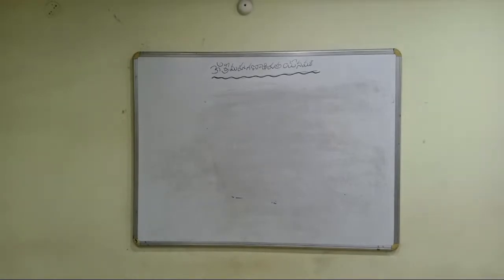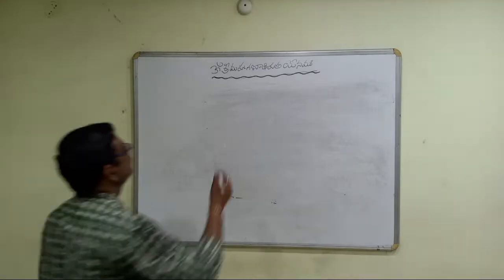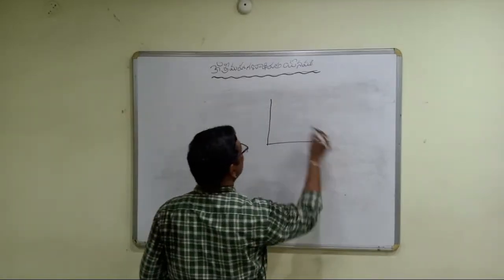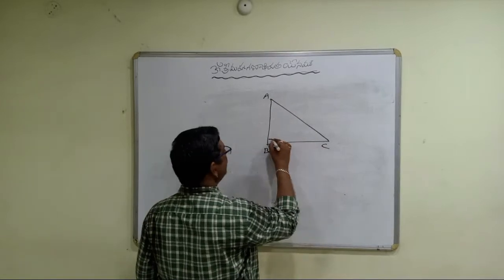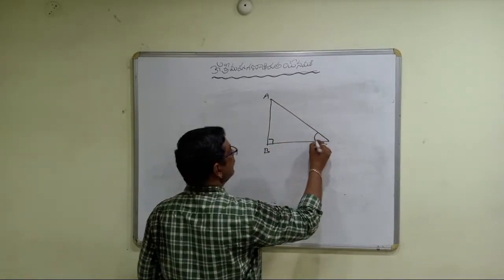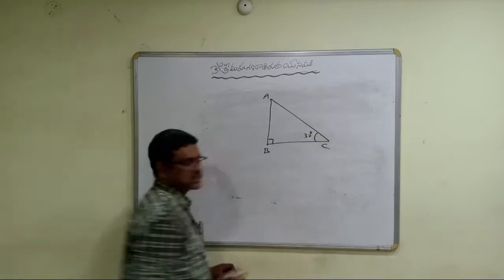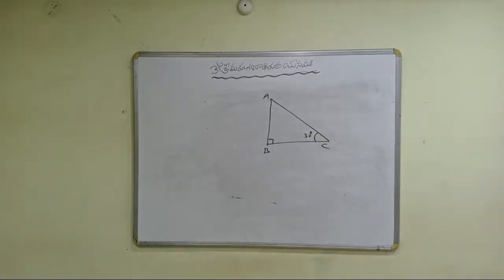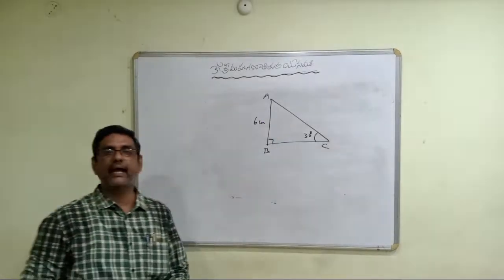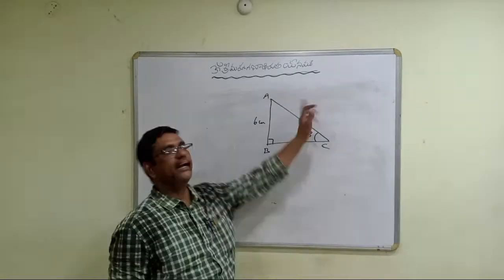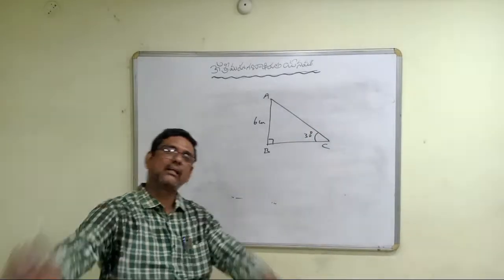What a beautiful problem. There is a triangle ABC, right angle at B, and angle C is 30 degrees, and this side is given as 6 centimeters. I need to find out the remaining two sides and all the trigonometric ratios.